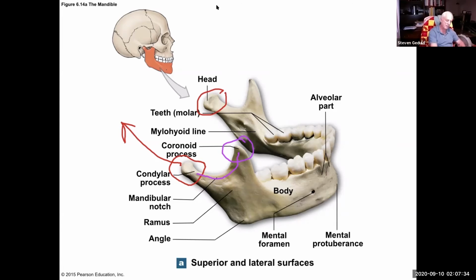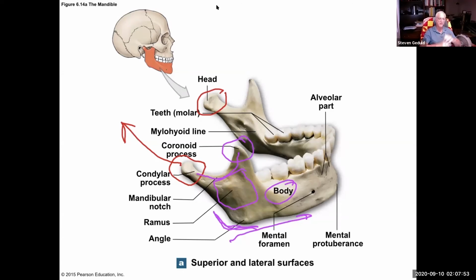The ramus of the mandible. This is your ramus right here, the part that goes up. This is the angle, where the mandible forms an angle. That's the angle of the mandible. As the angle goes up, that's the ramus. As the angle goes across, this is the body.